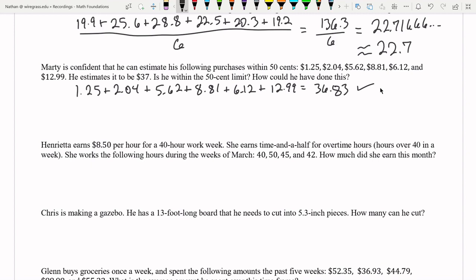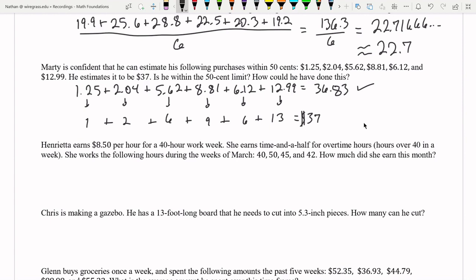Well, if we estimate these numbers just by flat rounding, right? This is going to round down to 1. This is going to round down to 2. I'm just rounding to the nearest dollar. This is going to round up to 6, then 9, then 6, then 13. And we can add them going across, right? 1 plus 2 is 3, plus 6 is 9, plus 9 is 18, plus 6 is 24, plus 13 is 37. So that is kind of how he rounds.